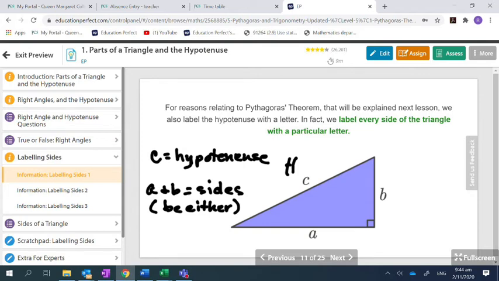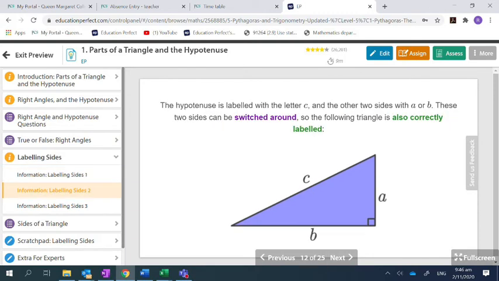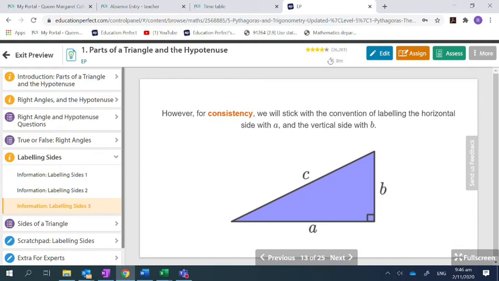Good? All right. Let's see what they do next. So again, they're just reiterating that A and B can be switched. It doesn't make any difference, but C has to be the hypotenuse. And remember, the hypotenuse is always the one across from the right angle. For consistency, they're going to use the convention that B is the vertical one, A is the horizontal one. I don't care. But if they're telling you that, when you're doing them on Education Perfect, they may count them wrong if you don't. So you might want to follow that pattern. Traditionally, for the Pythagorean formula, you'll use A and B. But then when it's not that, you can call it anything you want to.